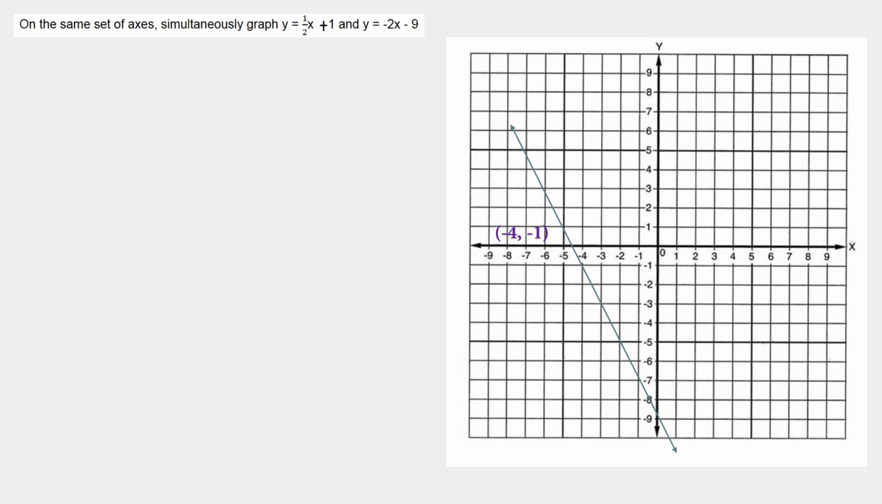So I'm going to do stop and start on my end. Go ahead. Okay, so first with the red line, y equals 1/2 x plus 1. The slope is 1/2. The y-intercept is 1.